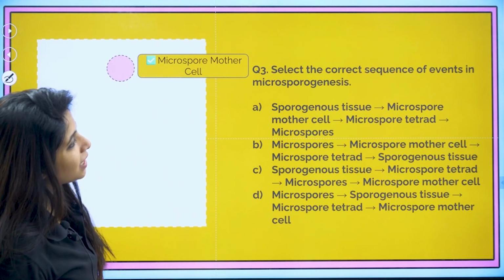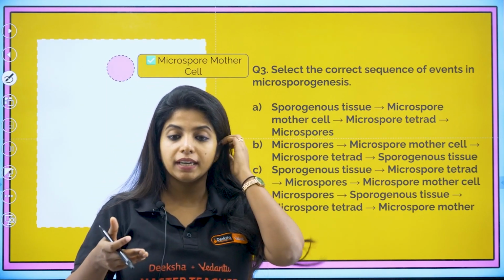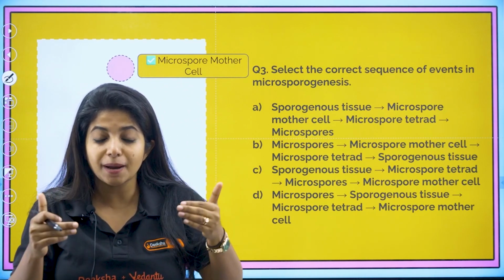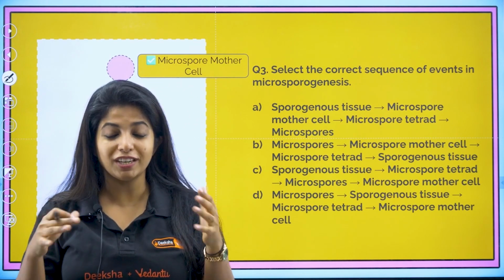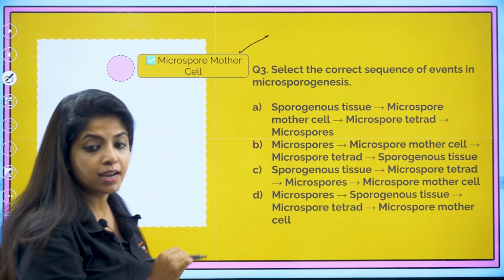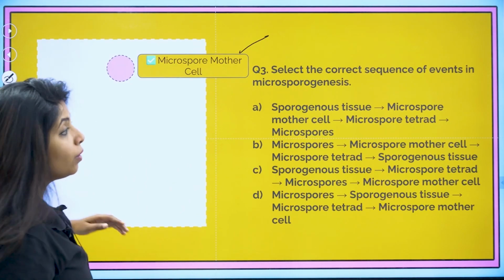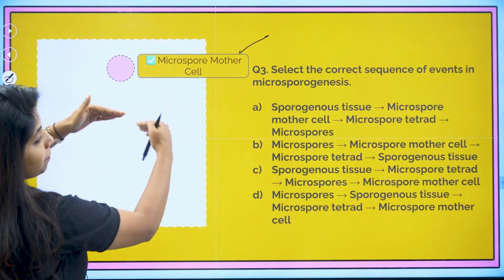Okay, now select the correct sequence of event in microsporogenesis, as in the formation of microspores, my dear children. How does it take place? What is the step-by-step process? So we saw in the sporogenous tissue, it is made up of lots of microspore mother cells. Now this microspore mother cell, what happens to it? It is going to undergo meiosis, and you are going to tell the step-by-step process.